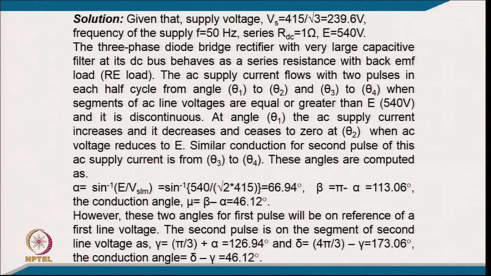There will be 2 pulses of 46.12 compared to your pulse of 60 degrees. So, it is conducting only part of the 60 degree pulses. Out of 180 degrees, it is conducting around 92.24 degrees only.